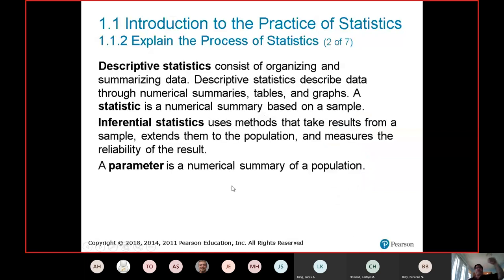Write this down. This is a test question. It's also a standardized test question. You already know what a parameter is. A parameter is a variable used in a population. Descriptive statistics consist of organizing and summarizing data, descriptors of blah, blah, blah. Put test grades. Descriptive statistics would be your test grades.